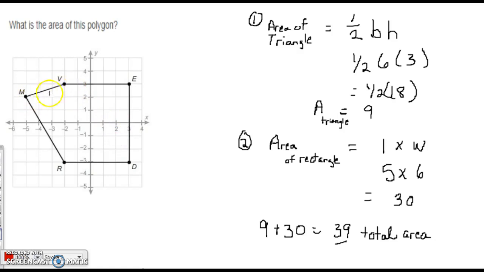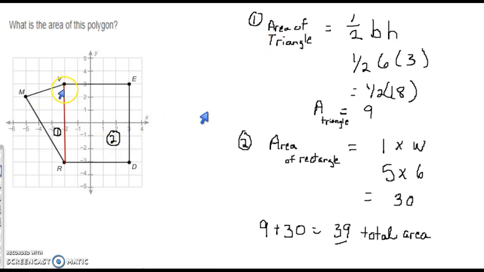So this one I would divide up here, just kind of draw you a line so that we have a triangle here, so that's our first figure, and then we have a rectangle. So remember, the area of a triangle is going to be 1/2 the base times the height. Now remember, the height has to be an altitude, which means it's perpendicular to the base. So unless it's a right triangle, it's not going to be a side of your triangle.